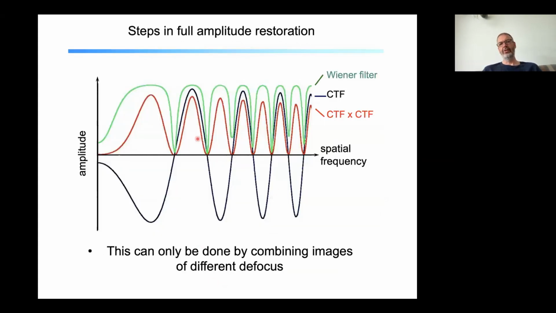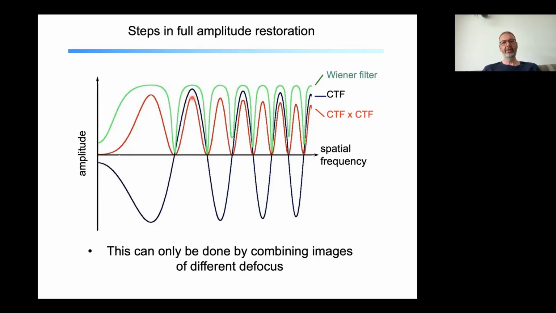So again, this is just shown graphically. The blue curve is your image with this oscillating contrast transfer function. The red curve is the multiplication of that with itself. So that causes the flipping.